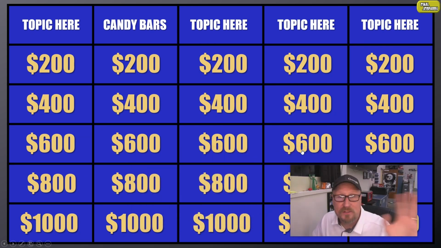Now, everything has already been hyperlinked and set into this thing. So now, theoretically, I was playing the game, and some kid goes, all right, I want to go candy bars for 200. I click on this. This is hyperlinked to that. Watch how it works.